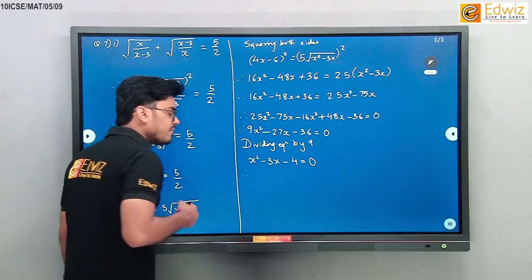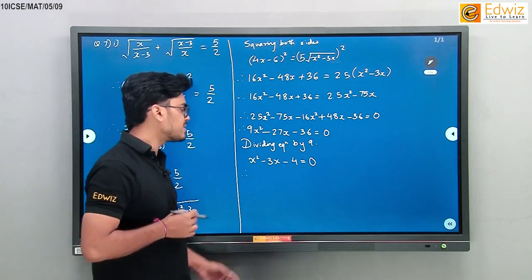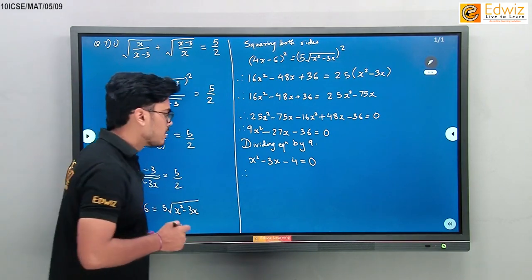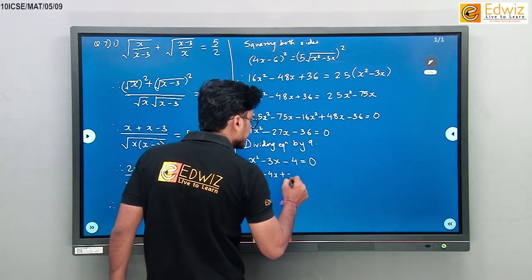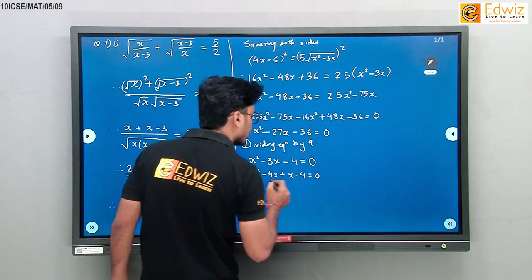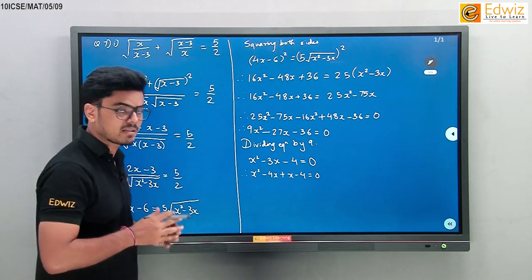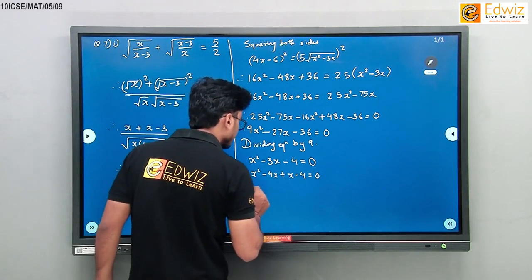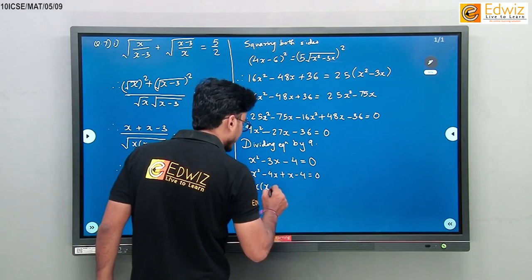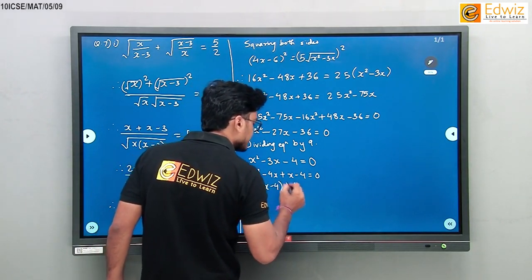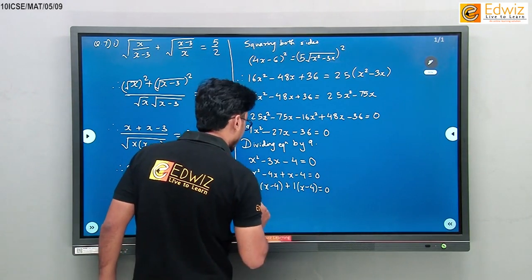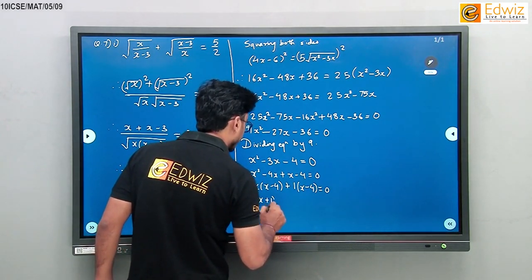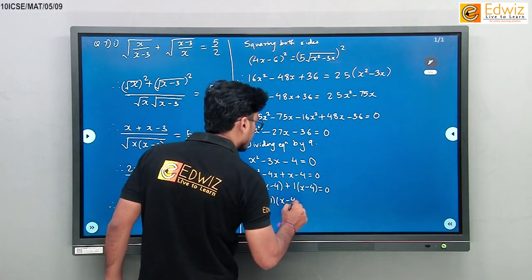Minus 4, we need factors such that the difference between the factors will be minus 3. So x square minus 4x plus x minus 4 equal to 0. Okay, so minus 4 and plus 1, these are the factors. Now here x is common, so x minus 4. Here nothing is common, so 1 can be taken outside, and x minus 4. The factors are x plus 1 and x minus 4.